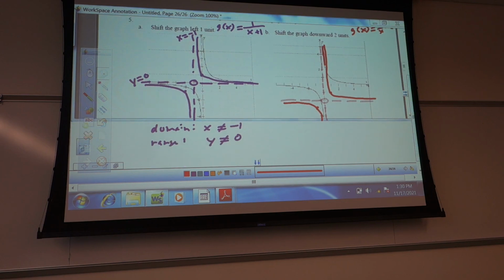And then domain is x can't be 0. My range, what can y not be? Y can't be negative 2. Great. So that means that this line is going to be y equals negative 2, and this line must be x equals 0.